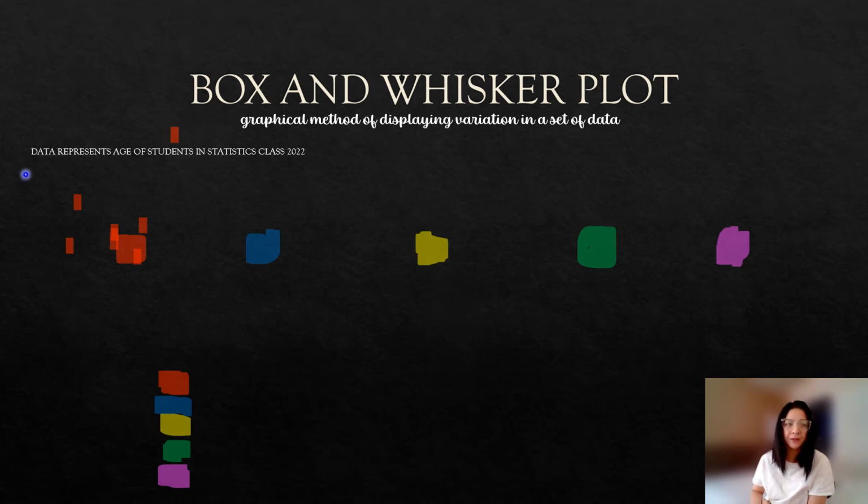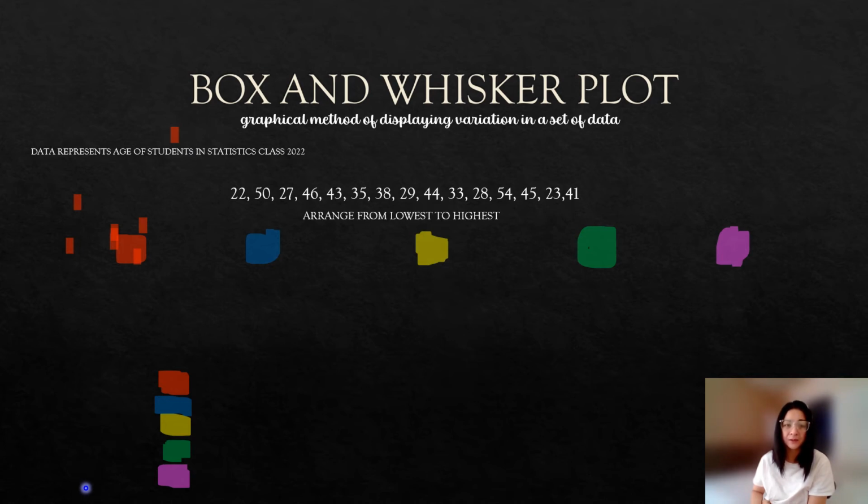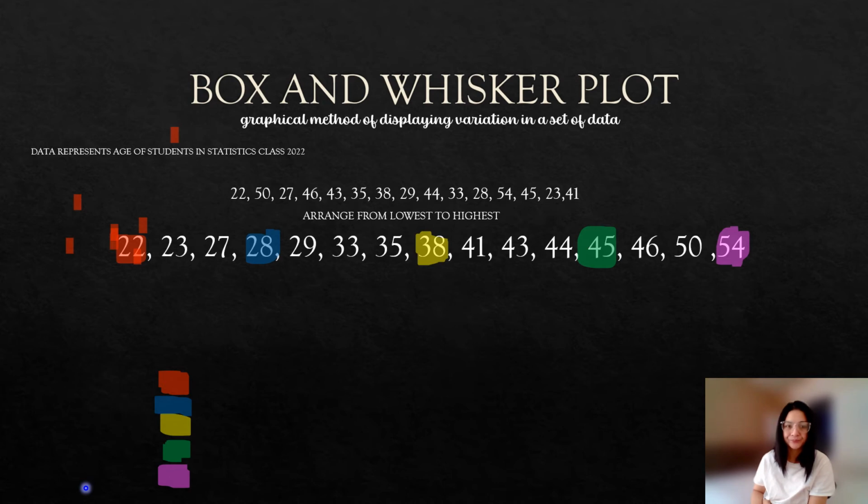So I have here data representing the age of students in our statistics class in 2022. So I do have here a set of data. As you can see, it is still random. It is not arranged yet because I want to emphasize the fact that you would still have to arrange this data from lowest to highest before you start to compute.